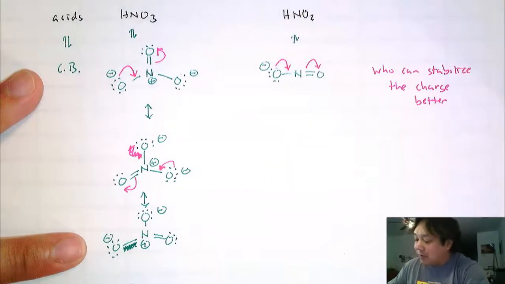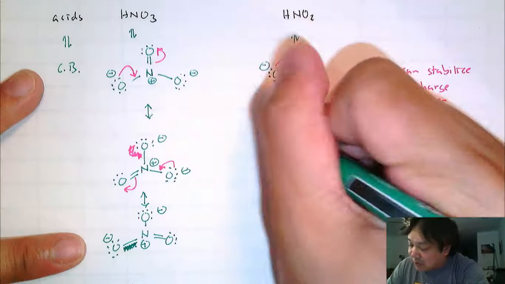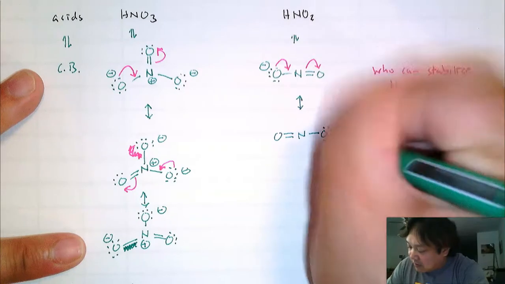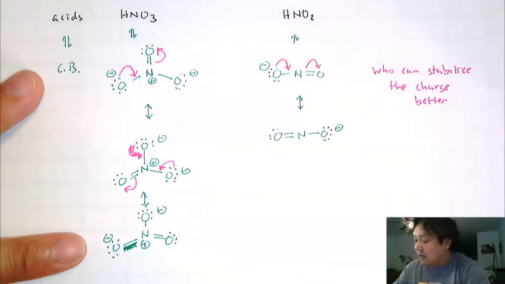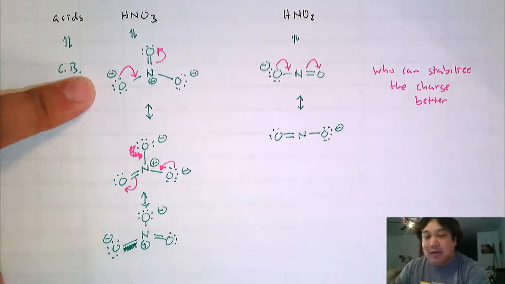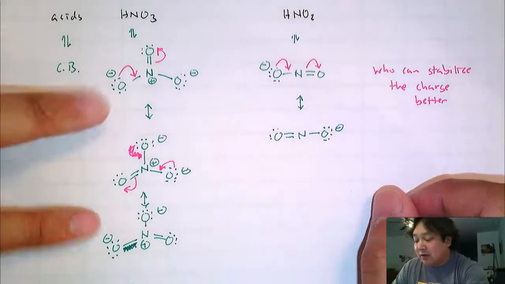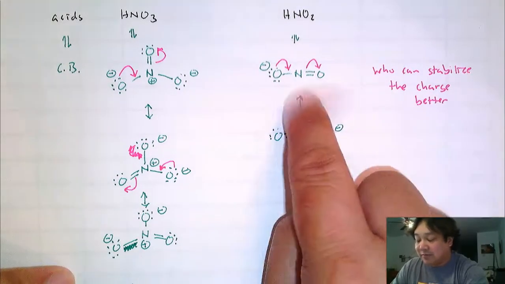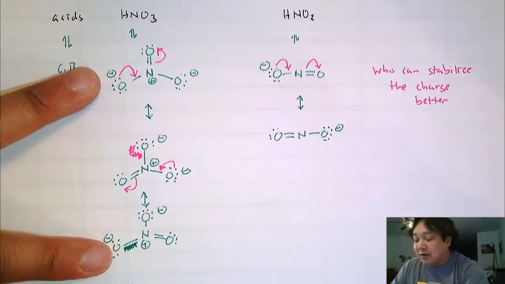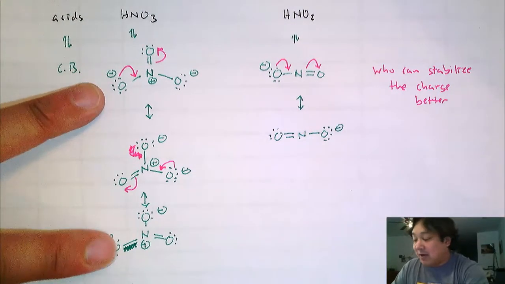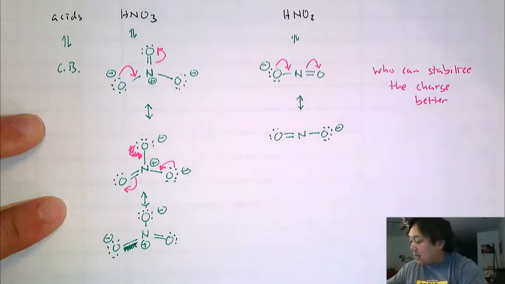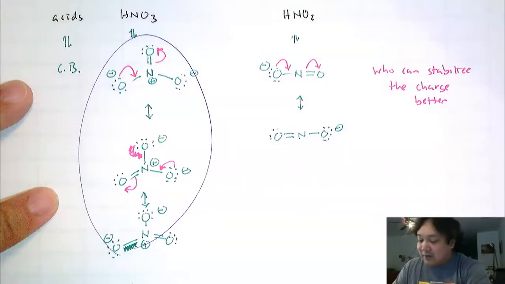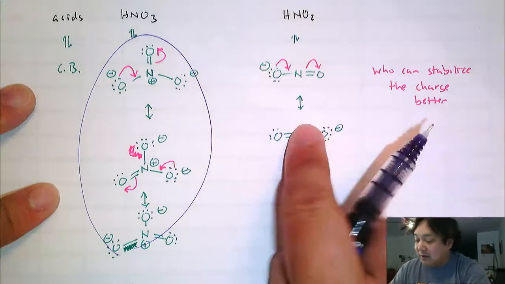For nitrous acid, we only have two resonance structures. We could share the charge between the two oxygens. This anion can stabilize a charge and spread it out in three resonance structures versus two for nitrite. This is nitrite. The more resonance structures you have, typically, the more stable the anion. So I would say that this is more stable. So I'll circle all of them. That's the more stable anion versus the nitrite.